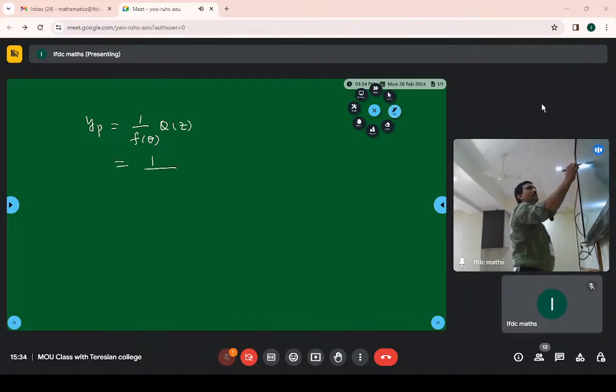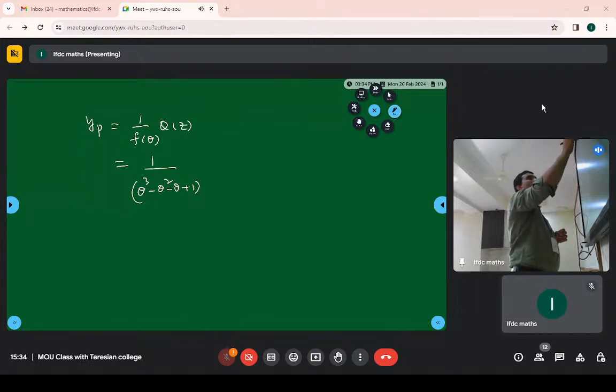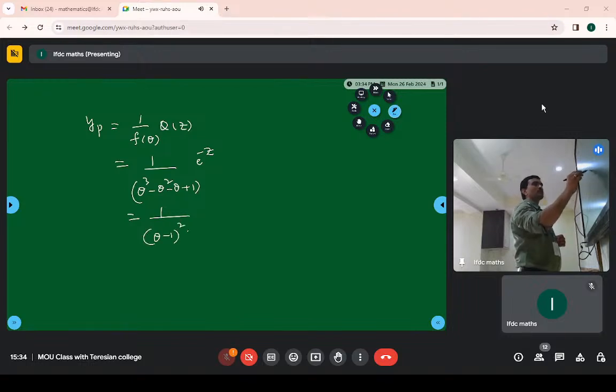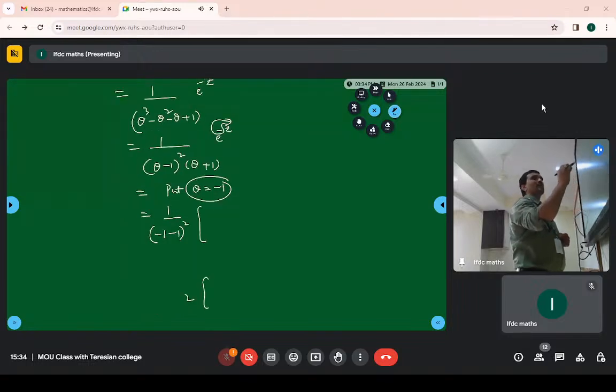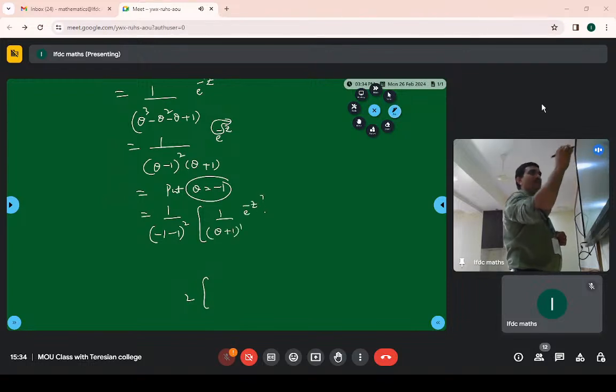What exactly did we get? 1 by theta cube minus theta square minus theta plus 1, into e power minus z. Two roots we got the same: theta minus 1 whole square, and another root is theta plus 1, with e power minus z. If I put theta equal to minus 1, the first factor gives no issue: 1 by minus 1 whole square. The problem is 1 by theta plus 1 whole power 1 into e power minus z.